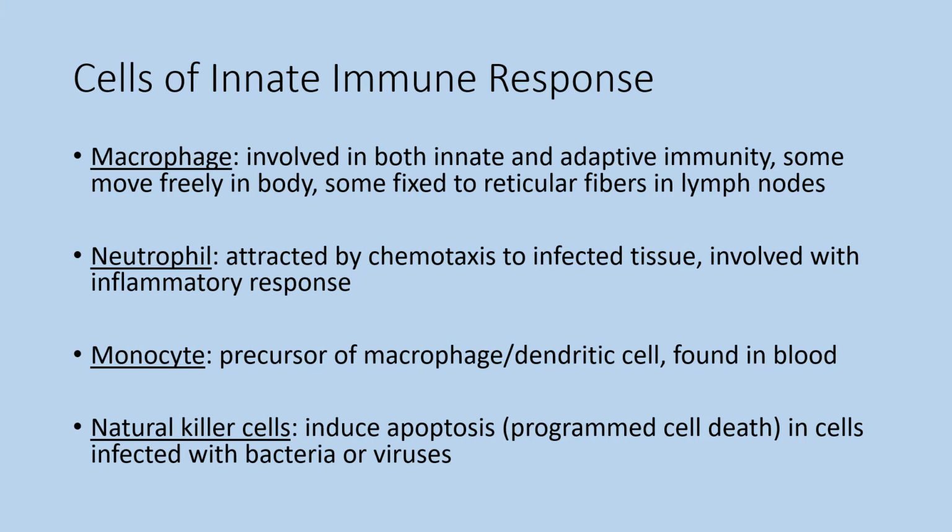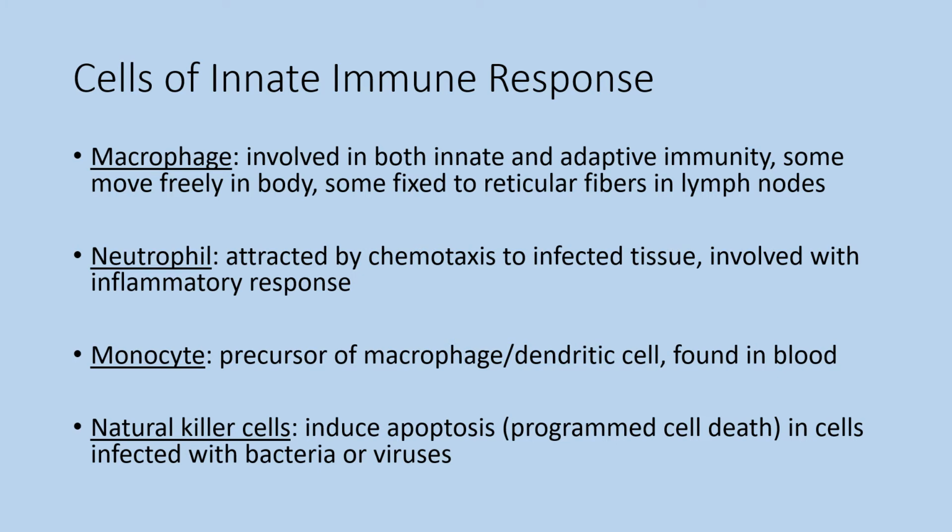substances. Neutrophils. These are going to be attracted to sites of where you have an infection or an injury by chemotaxis. There are certain chemicals released that will attract them there. They're going to be involved with the inflammatory response. Monocytes, these are precursors for the macrophages and the dendritic cells. Monocytes are in the blood. When it moves out of the blood, then it's called the macrophage.